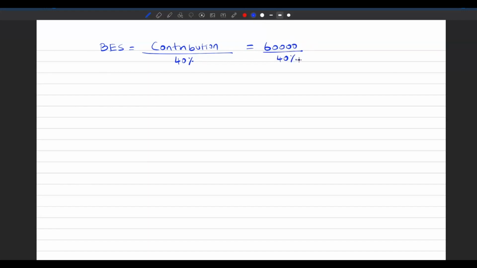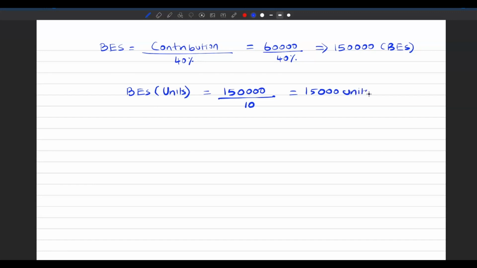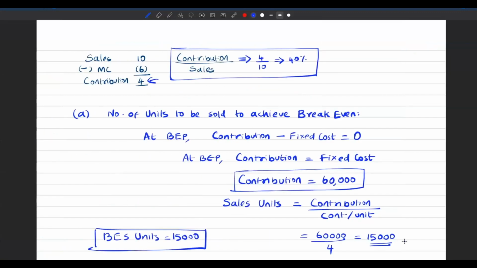If 60,000 is 40%, then what is 100%? You will get 1,50,000. So this is basically break-even sales. But what is our target? Our target is to find out break-even sales and express that in units. So in that case, you take this 1,50,000 divided by selling price per unit, which is 10. So you will get 15,000 units. And it is the same answer we have derived here already, 15,000 units.